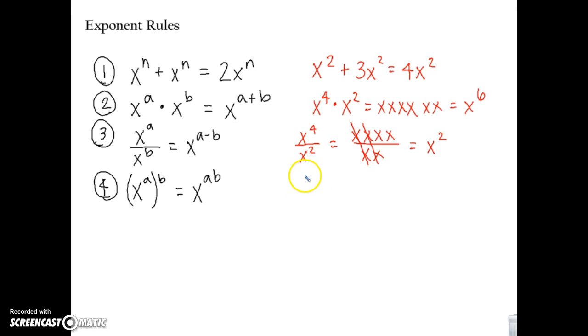So for example, you might see something like x squared cubed. That's the same as x squared times x squared times x squared, which we just said in example 2 that we add our exponents, which would make this x to the 6. Well, 6 is the same as 2 times 3.